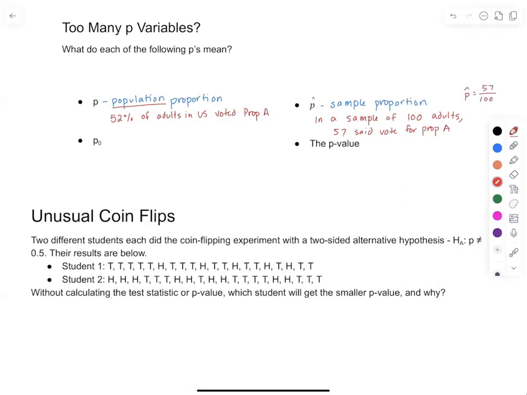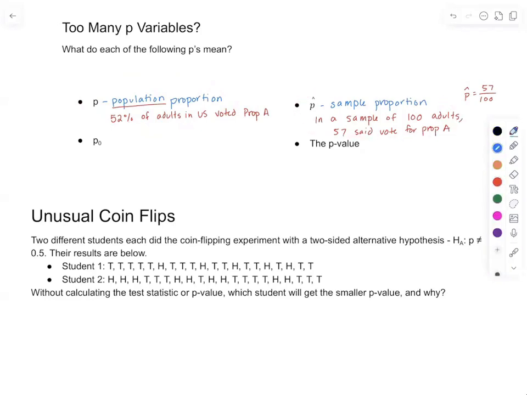So sometimes we use proportion and percentage interchangeably here, but the important piece is that the population proportion, p with no hat, is talking about everybody. And p hat, the sample proportion, is talking about the sample. It's talking about a smaller group.